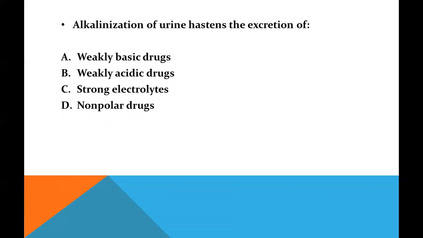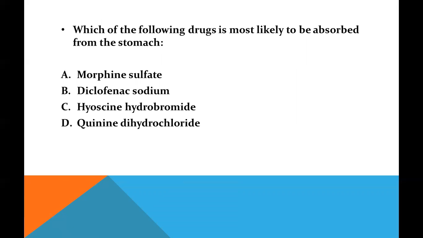Now moving to the next question. The next question is, alkalinization of urine hastens the excretion of, the options are weakly basic drugs, weakly acidic drugs, strong electrolytes, non-polar drugs. So the correct answer is option B, weakly acidic drugs. So now moving to the next question.